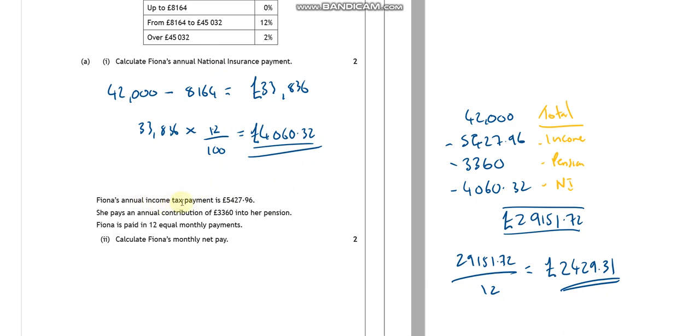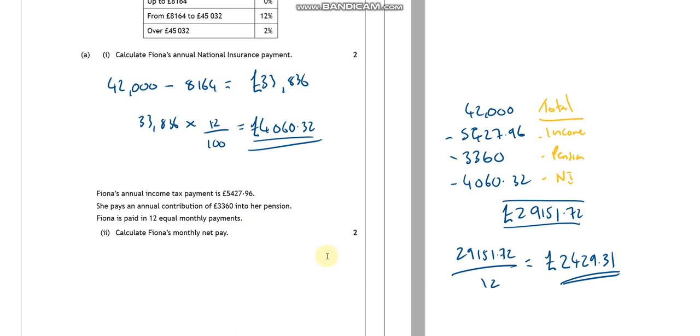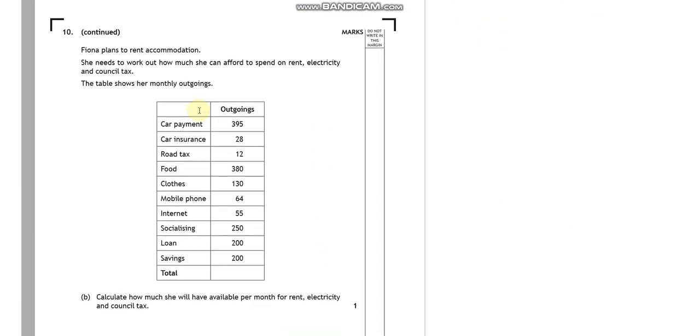I thought that said all our tax payment, but that's just our income tax, which is different from national insurance. Okay. Very good. So now she wants to see what she can afford. These are all of our outgoings. Calculate how much you will have available for rent, electricity, and council tax.